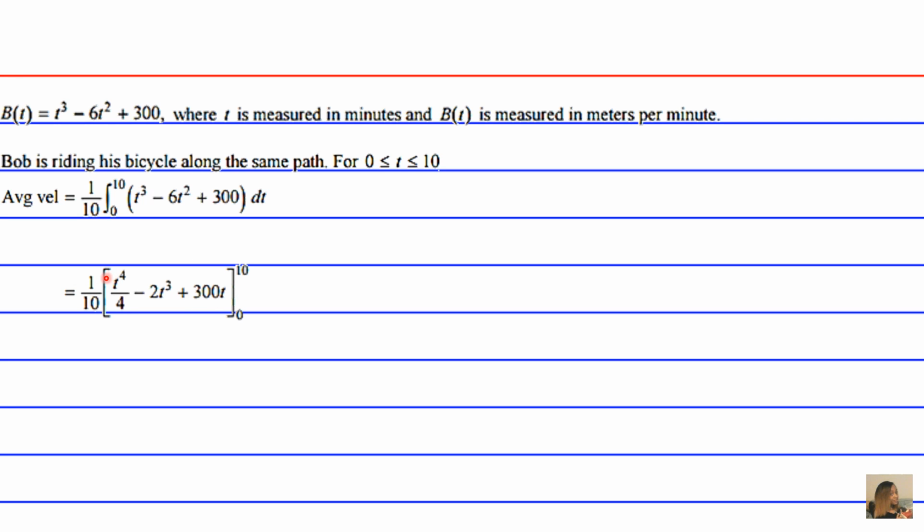So we now evaluate this expression between our bounds of integration, where the lower bound is 0 and the upper bound is 10. And so we get, well, anywhere where we put in a 0, the terms are going to cancel out, okay? So we only have to evaluate it at 10. And so we get 10,000 over 4 minus 2,000 plus 3,000. And what we wind up with is 350 meters per minute.